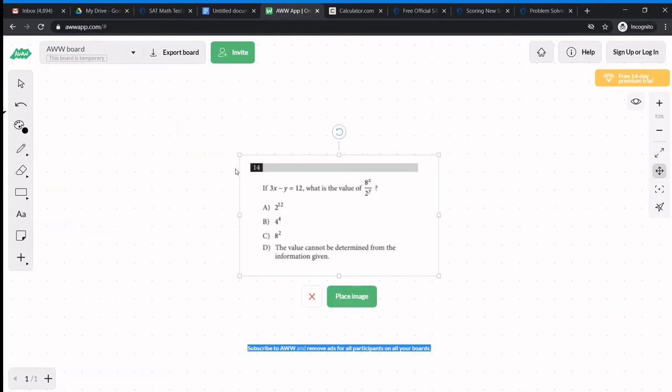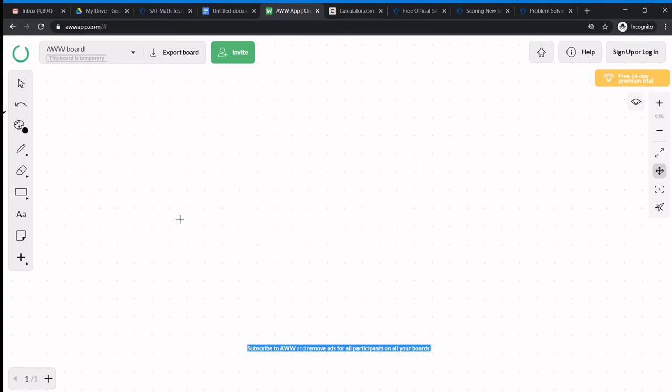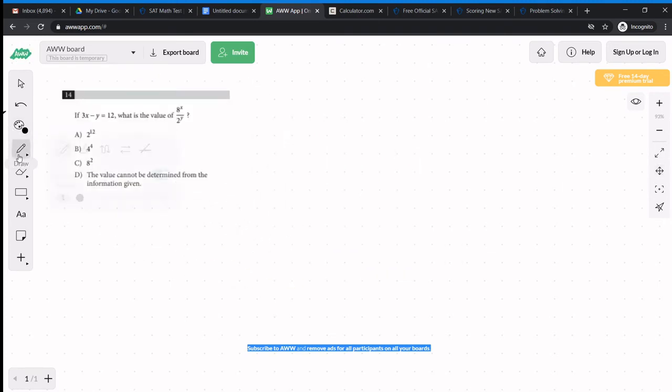Let's scroll a bit to the right. Paste this. And so the key here is to realize, well, there's nothing really you can do directly, right? Again, if you have one equation, two variables, you cannot solve that for both of them. So you have to look at this answer choice and see if there's any manipulation you can do.